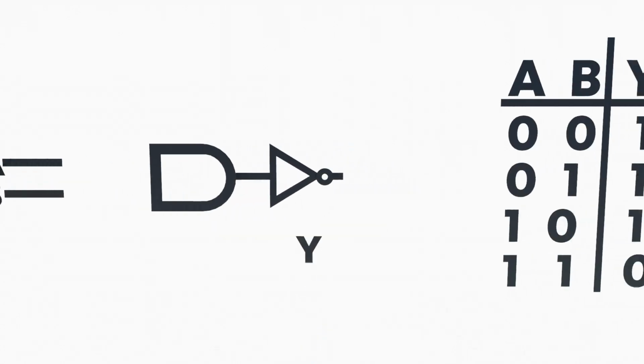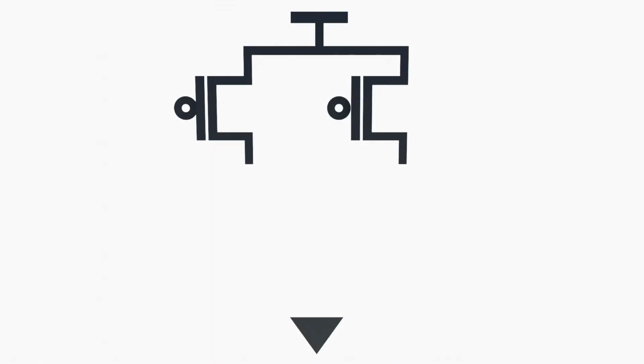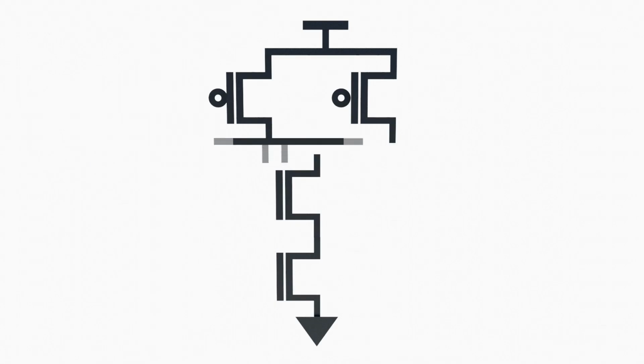Let's try to make something called a NAND gate. It's a NOT AND gate with this truth table. The output is 1 when either A or B are 0. So we can put these PMOS transistors like this. Then we should be connected to ground when both A and B are 0, so they should be placed in series like this.